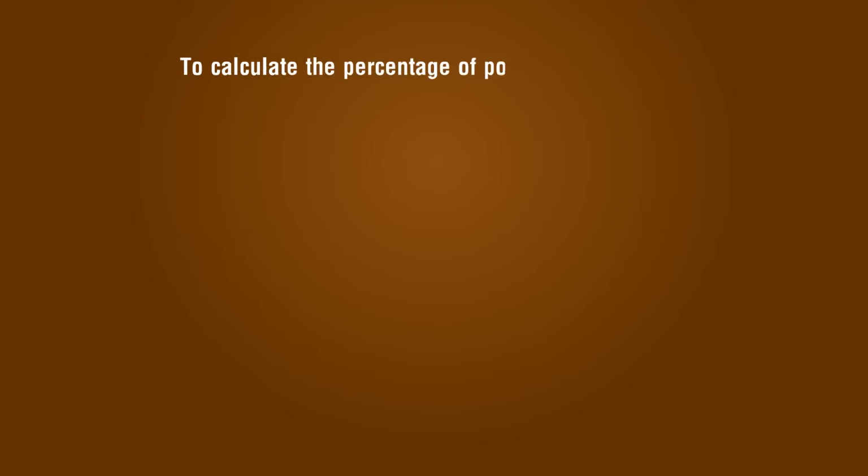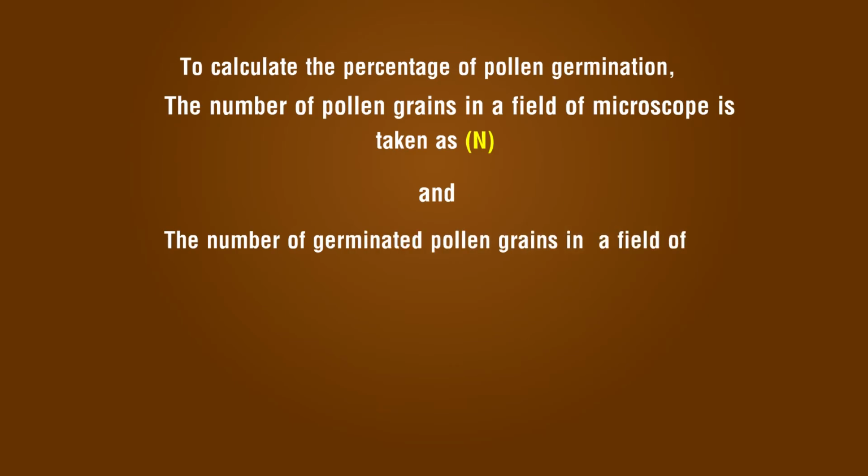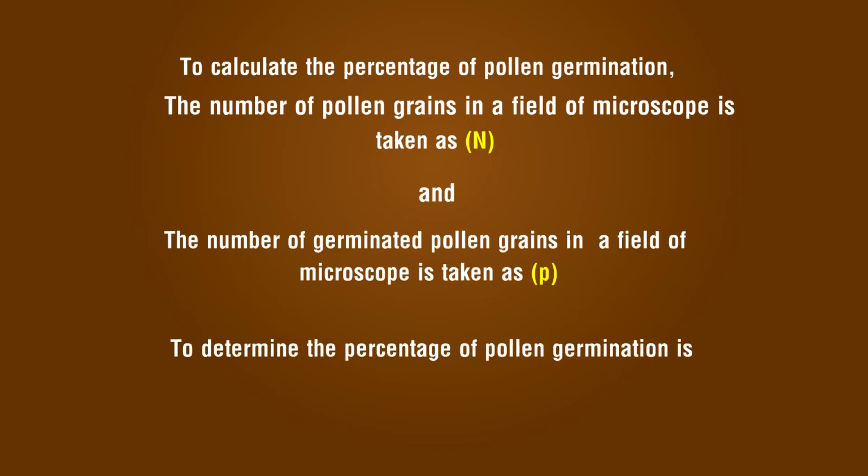Calculation: to calculate the percentage of pollen germination, the number of pollen grains in a field of microscope is taken as N, and the number of germinated pollen grains in a field of microscope is taken as P. To determine the percentage of pollen germination, use the formula P by N into 100.